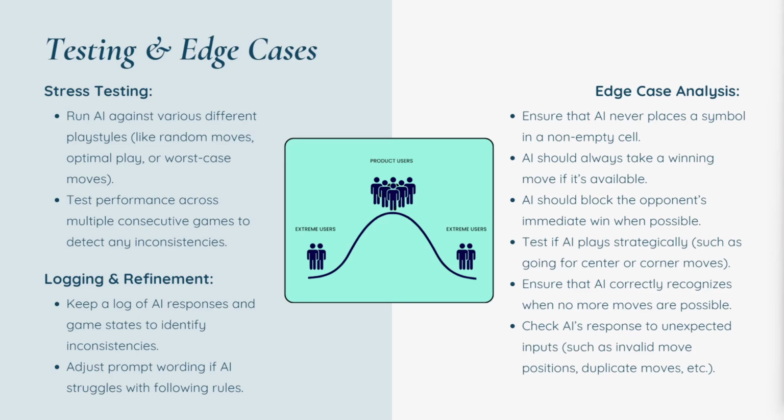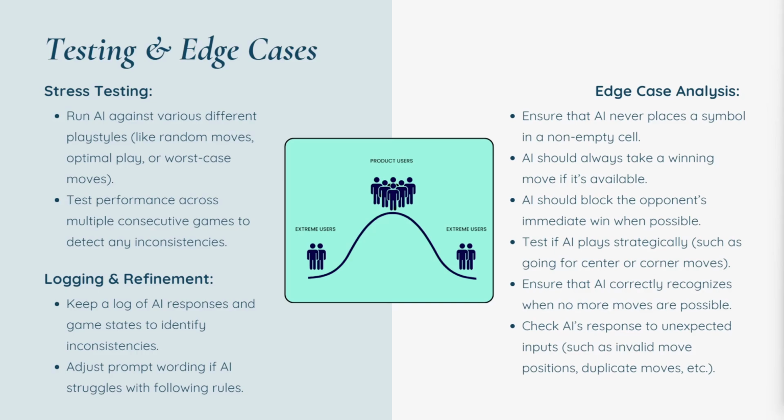Edge case analysis focuses on identifying and addressing rare or unexpected situations. For example, one of the most basic but critical tests is making sure the AI never places a symbol in an occupied cell. If it does, that's a major violation of the game rules. Another essential test is whether the AI recognizes a winning move. If there's an opportunity to win, the AI should take it immediately. Similarly, it should also recognize when the opponent is about to win and block them whenever possible. This ensures the AI plays competitively and doesn't make avoidable mistakes.